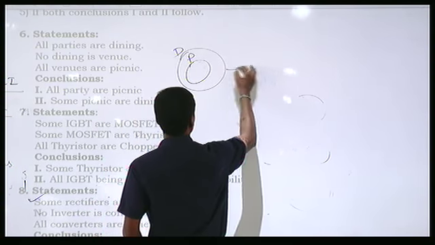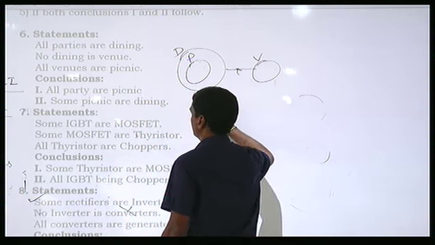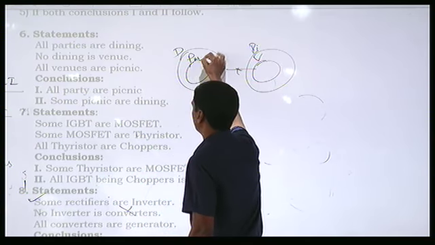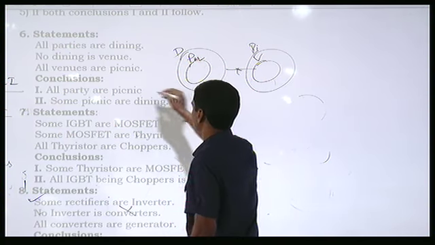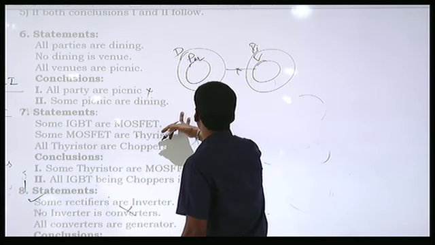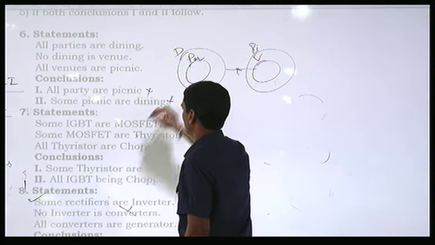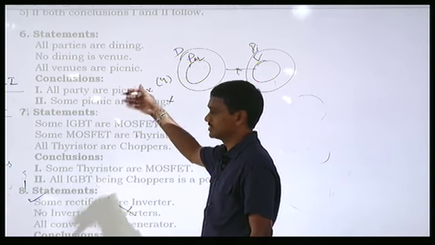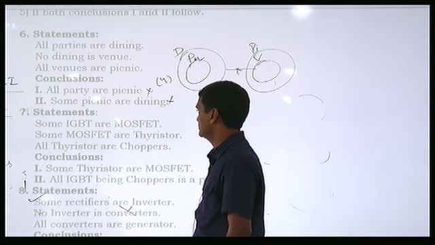Next one, no dining is venue. All venues are picnic. This is picnic and this is party. Then all party are picnic, is it true? No. Some picnic are dining, is it true? No. Hence, what is your answer here? Neither one, because these are negative statements and those two are affirmative conclusions.